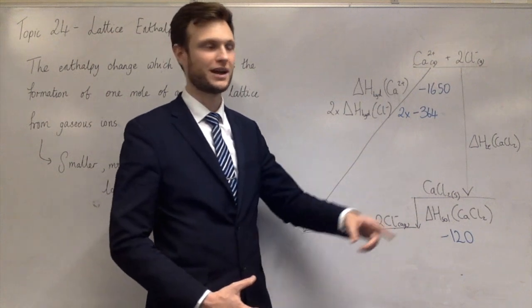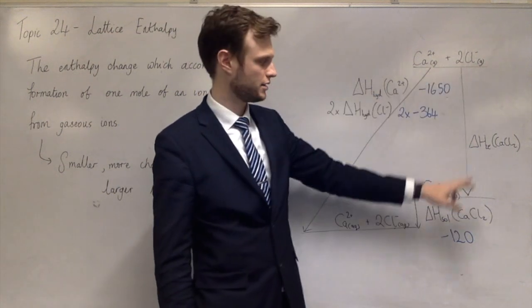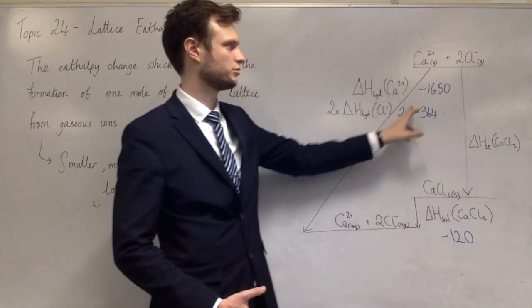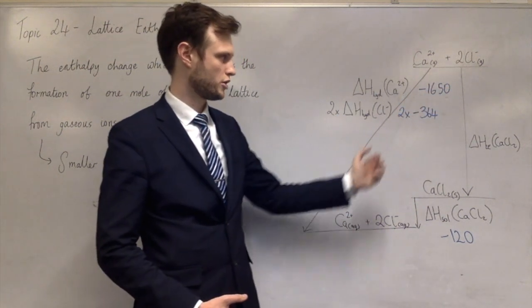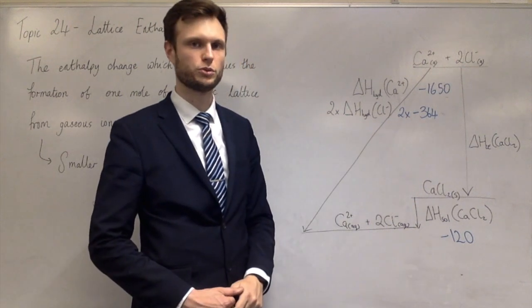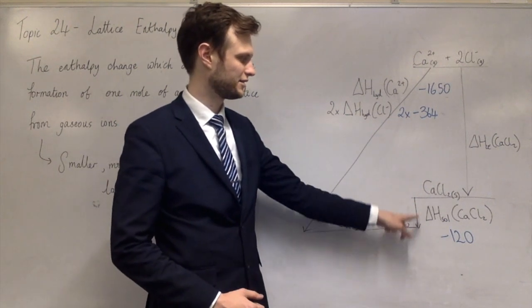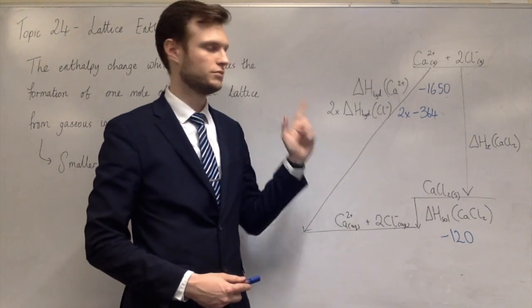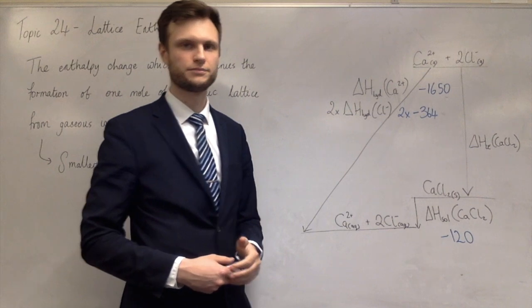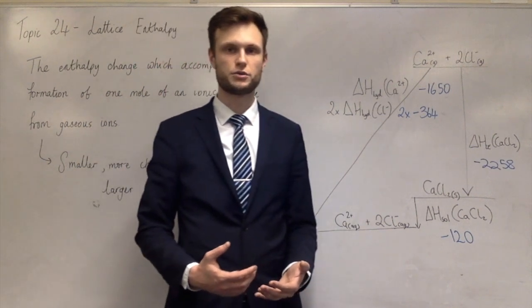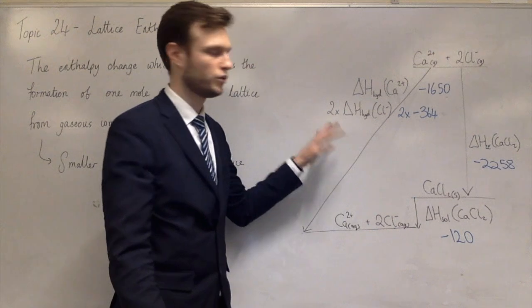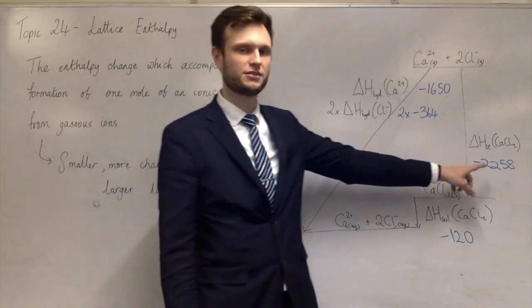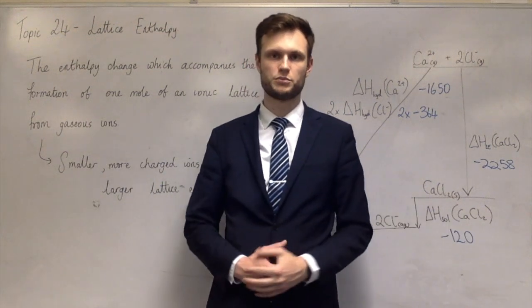So same again, like a Hess's law diagram, I'm trying to get from here to here, but without going down that arrow. So it's -1,650, -2 × 364, and then because I'm going against that arrow, it'll be +120. And again, that comes out to be -2,258. And so it doesn't matter which enthalpy cycle you use, the Born-Haber cycle, or this one that uses solutions and hydration enthalpies, they both give you the same answer for the lattice enthalpy, because that doesn't change.